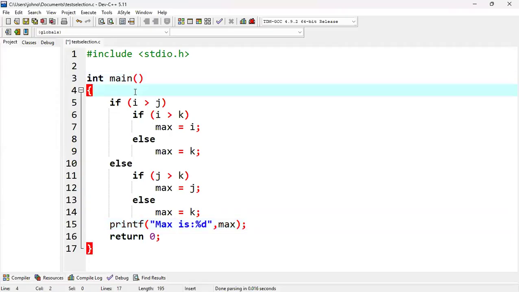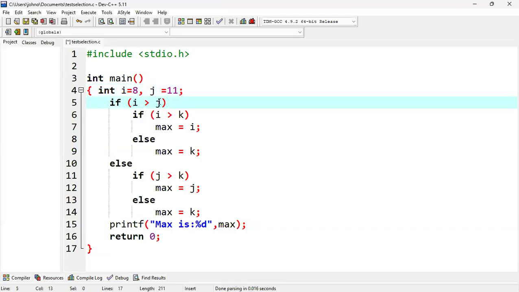We will set some values for i and j. Let's say int i is equal to 8, j is equal to 11. All right. So we can run our code now. Our code evaluates the value of i and j. It says if i is greater than j, okay, we will still need k. k is equal to 10. Nice. So if i is greater than j, is i greater than j? No. So this expression is already false. Because it is false, we just come straight to this else.